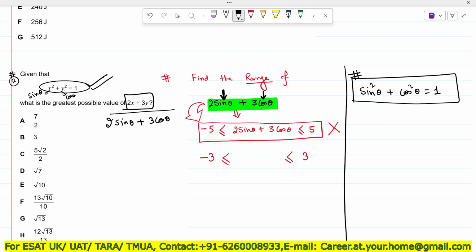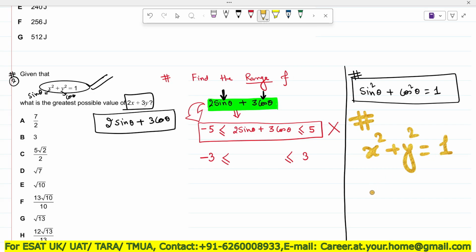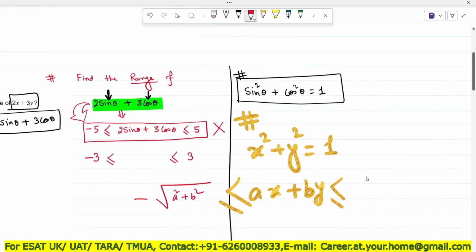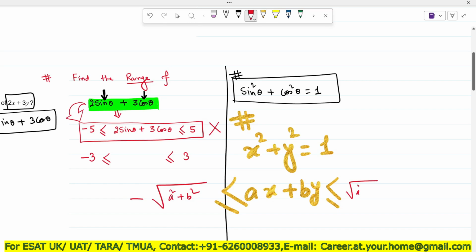Are you getting the correlation? Yes, of course. That means you can generalize this also. Whenever you have x square plus y square equals 1, then the range of ax plus by will be, similarly, from minus under root a square plus b square to plus under root a square plus b square.